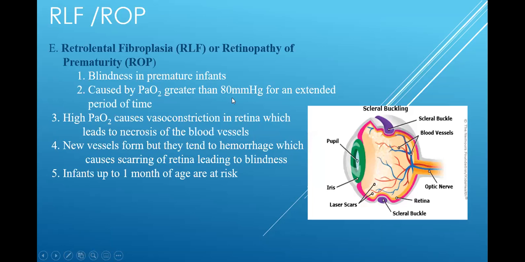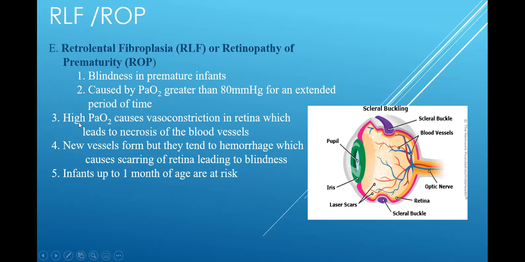Now, the fourth hazard of O2 therapy: retrolental fibroplasia, RLF, or retinopathy of prematurity, ROP. This is when you cause blindness in the infant. Too much oxygen can cause your infant to go blind, okay?